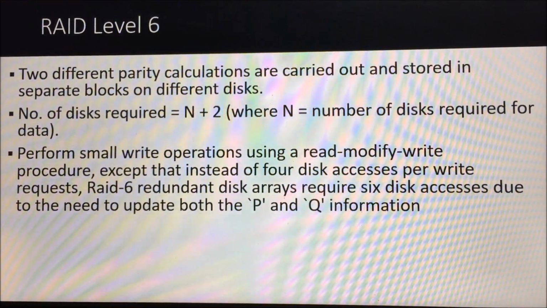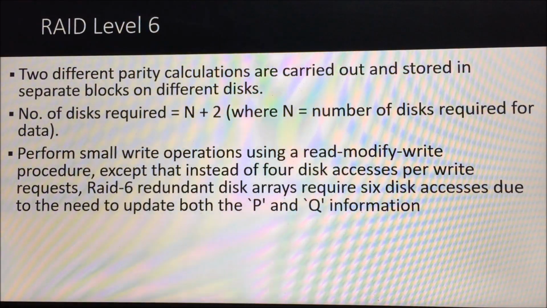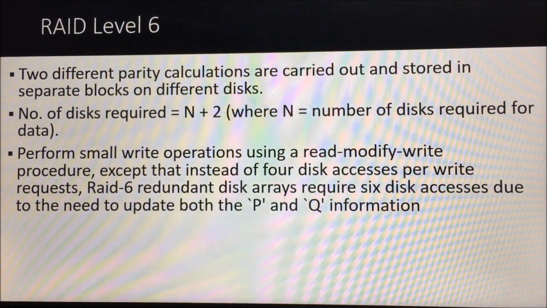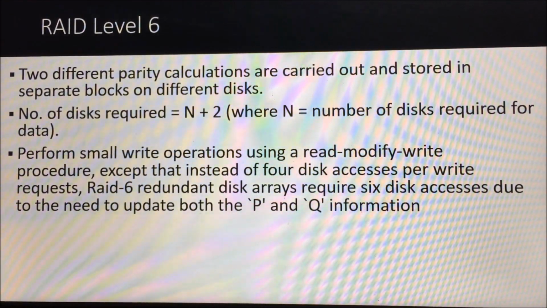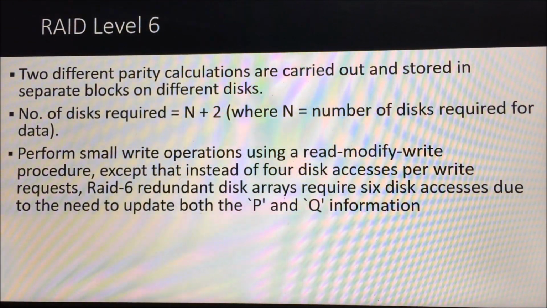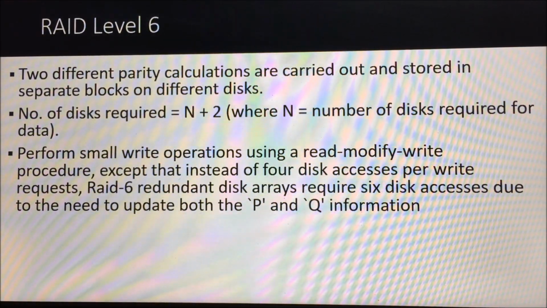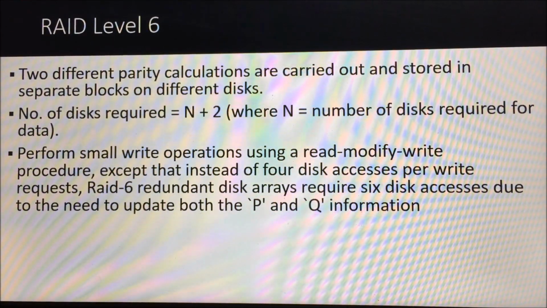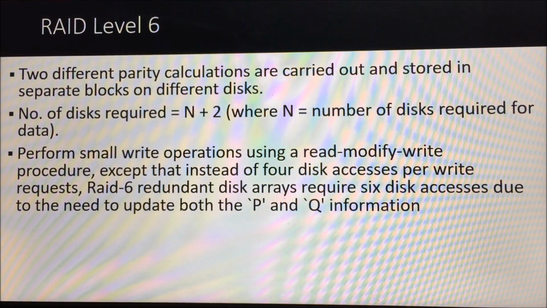Now RAID level 6. The number of disk failures that can be recovered is increased to 2 in the case of RAID level 6 when compared to the previous RAID levels, that is 2, 3, 4 and 5. How is this possible? By increasing the number of redundant disk arrays. Instead of 1 disk array, we are increasing it to 2. So instead of the single parity that we used in RAID level 3, 4 and 5, we are using 2 different parity calculations in the case of RAID level 6.